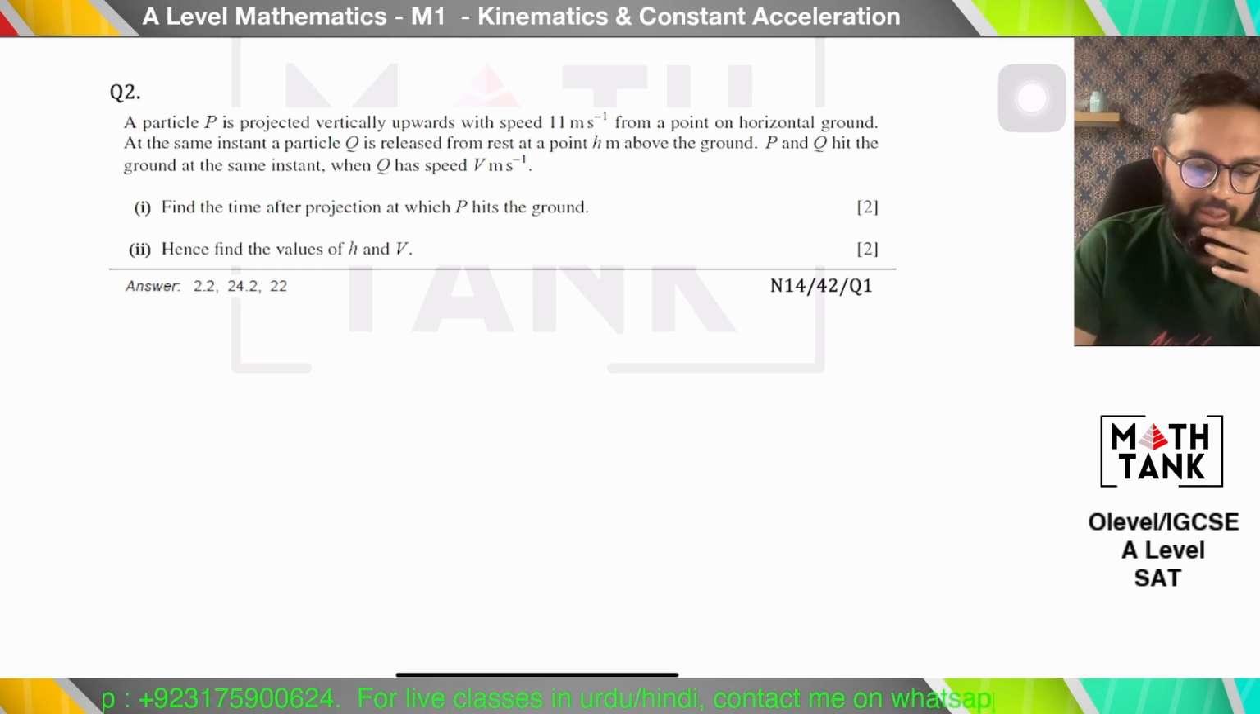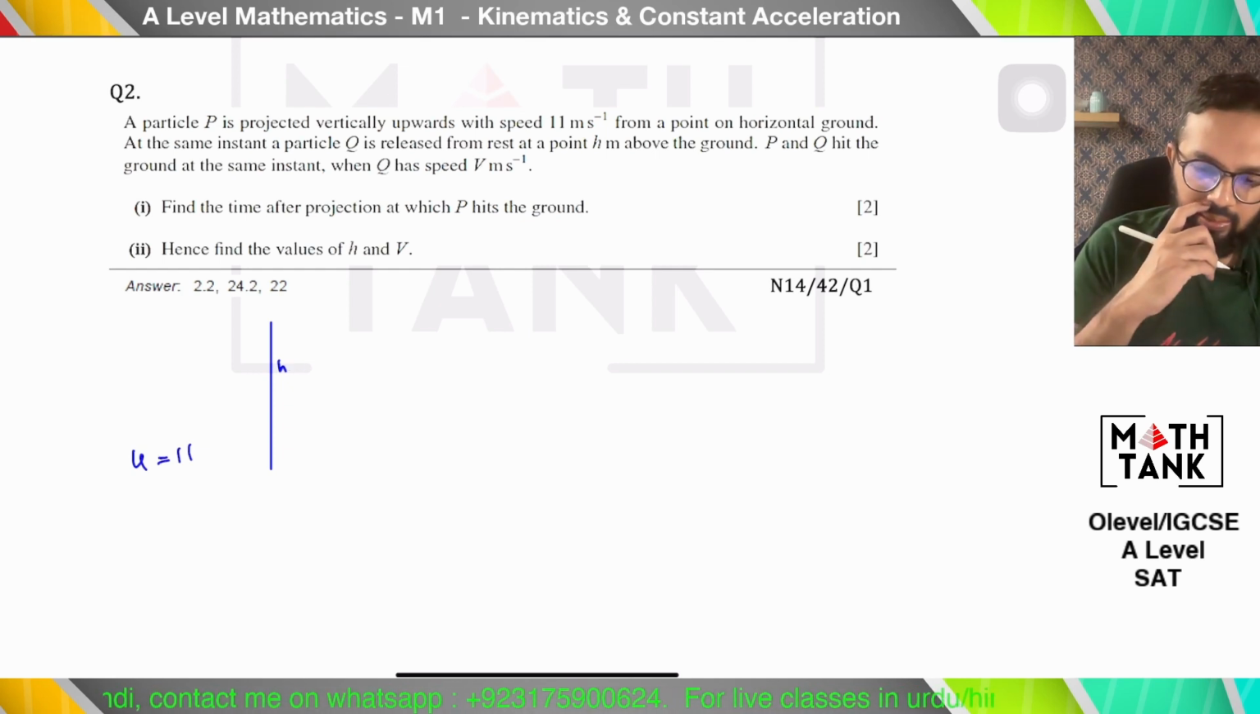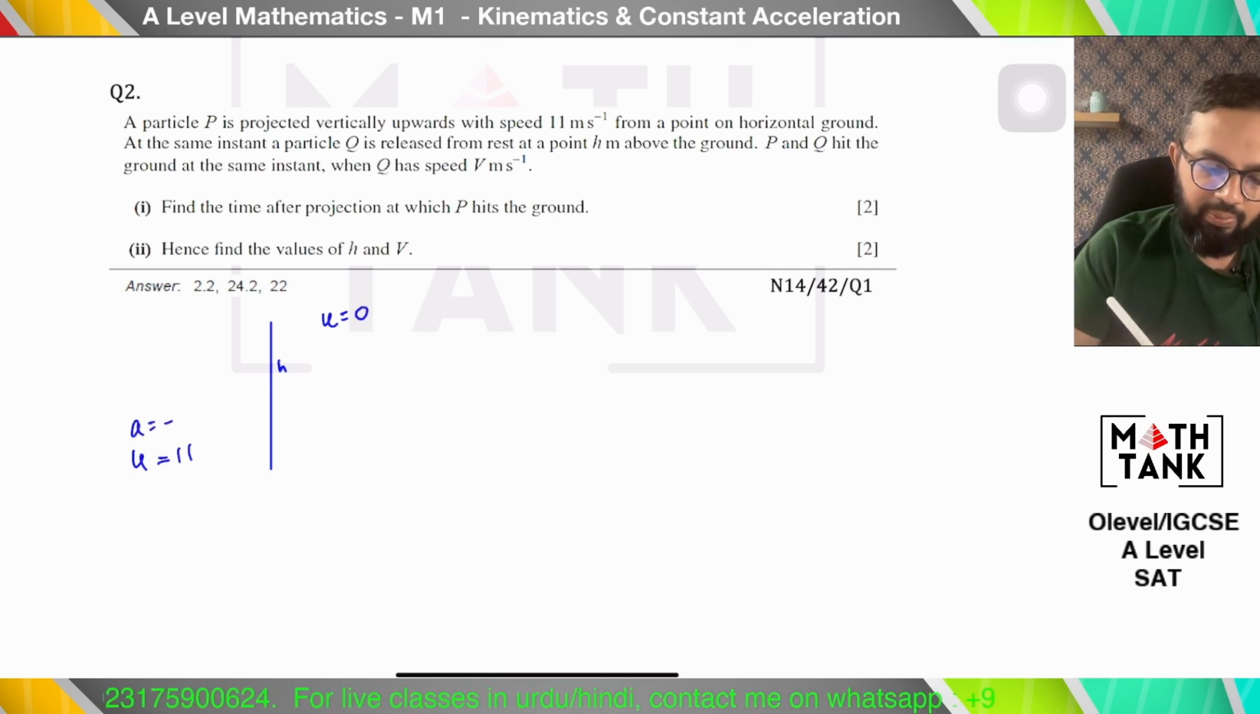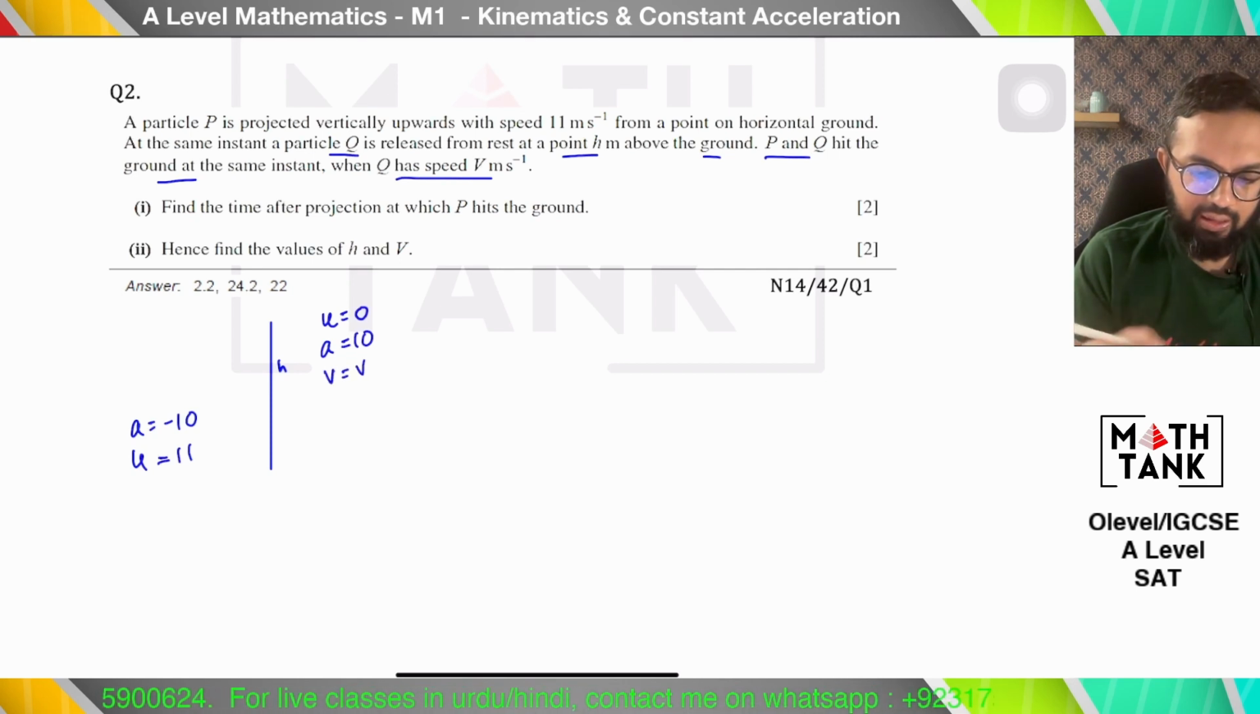Okay. A particle P is projected vertically upwards with speed 11 from a point on horizontal ground. At the same instant, a particle Q is released from rest at a point h meters above the ground. So you have a distance of h meters, released from rest. So this is a equals minus 10 for P, and a equals 10 for Q. P and Q hit the ground at the same instant when Q has speed V. It's reached a speed of V and they're both hitting the ground.